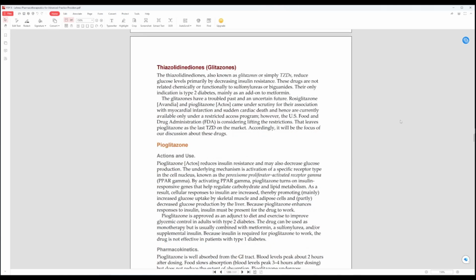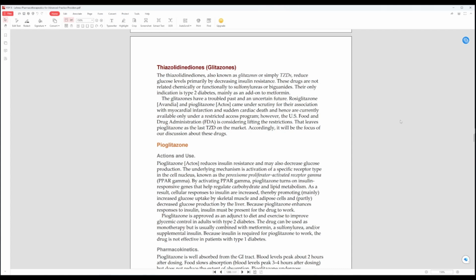Which brings us to glitazones, your thiazolidinediones, which is a mouthful. I'm going to go with glitazones, or simply TZDs. They reduce glucose levels primarily by decreasing insulin resistance. These drugs are not related chemically or functionally to sulfonylureas or biguanides. Their only indication is type 2 diabetes, mainly as an add-on to metformin.